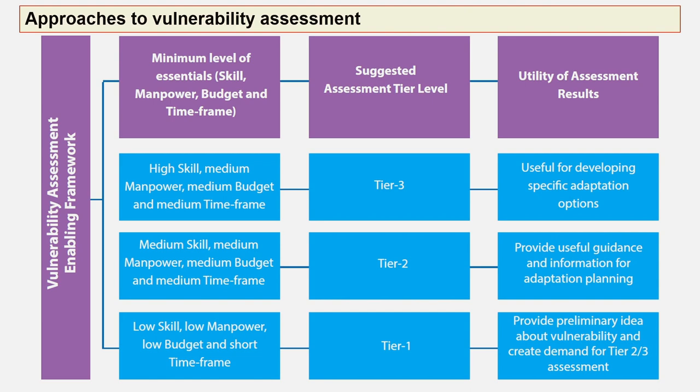Again, we discussed three different tiers, if you remember. Tier one is the very basic tier, which even unskilled manpower can do. Tier two requires medium-skilled manpower, and also you need a medium budget. Tier three is the topmost level of vulnerability assessment, where you need good, high-skill technical expertise, and it also provides very specific adaptation options, which finally policymakers can work on and implement.